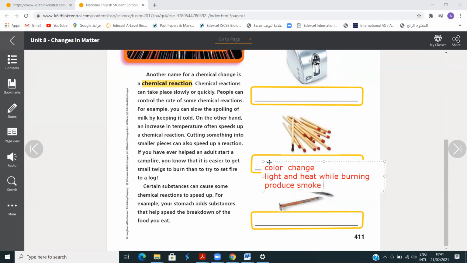Just color change. The last one, we will write it here. Just color change. Yes. Write it, please. I'm waiting for you.